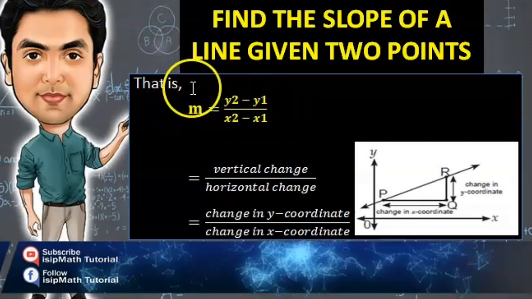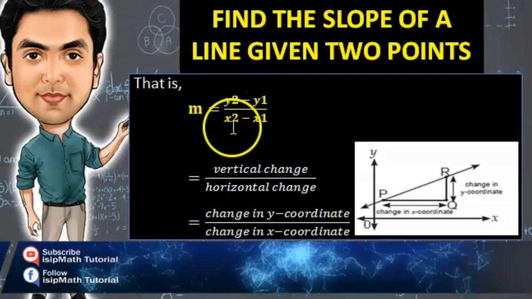So our formula is this one. m equals y sub 2 minus y sub 1, our numerator, over x sub 2 minus x sub 1, our denominator. So always remember na yung numerator po natin is our vertical change or change in y coordinate, and our denominator is horizontal change, di ba? Change in our x coordinate.